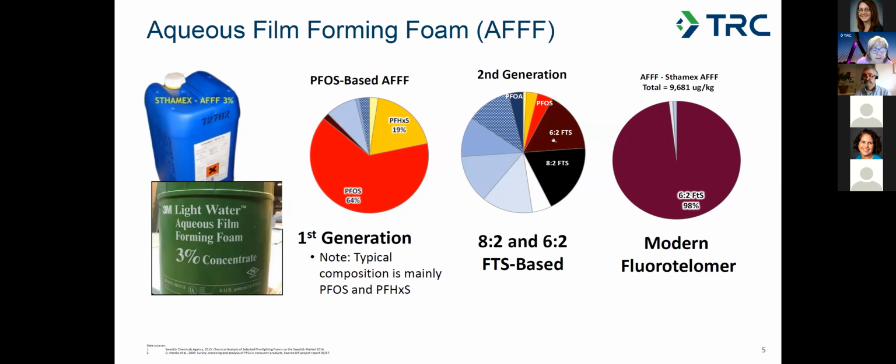The second one here is a second generation AFFF. So this one has equal amounts of 6:2 and 8:2 fluorotelomer sulfonate, a little PFOS, and also a little PFOA, which is from the breakdown of the 8:2 fluorotelomer sulfonate. And products in this AFFF, so either the 6:2 or 8:2 fluorotelomer sulfonate derivatives, will break down to the actual fluorotelomer sulfonate, and that breaks down to the perfluorocarboxylic acid that you see in the blue part of the pie chart. And then the last one is the modern fluorotelomer AFFF, the one most foam manufacturers have switched over to, with the major component being 6:2 FTS derivatives, which can break down to 6:2 fluorotelomer sulfonate.